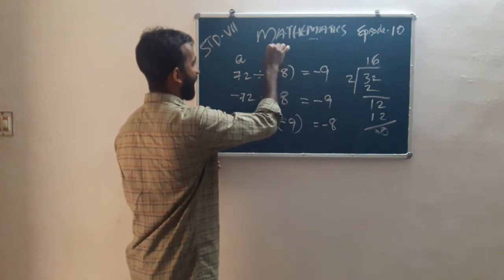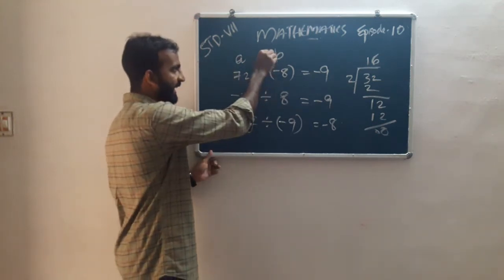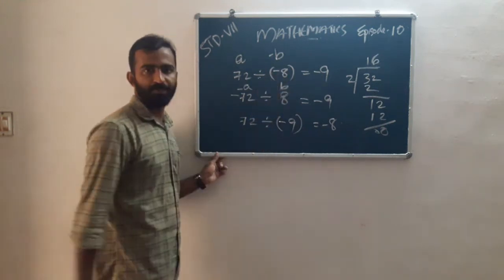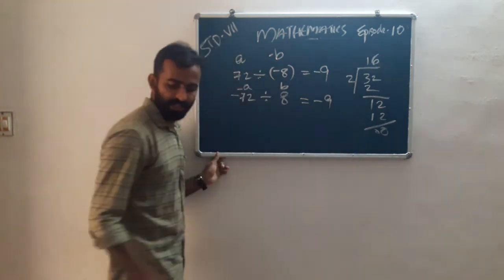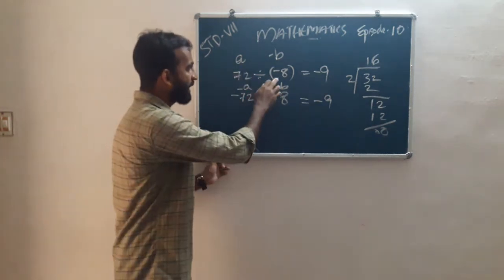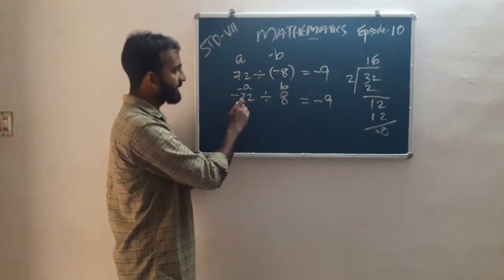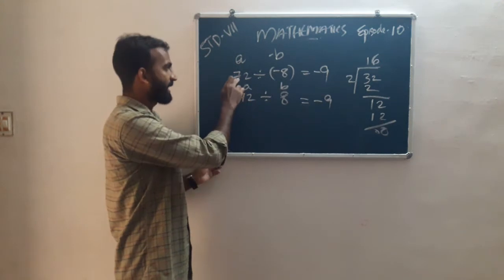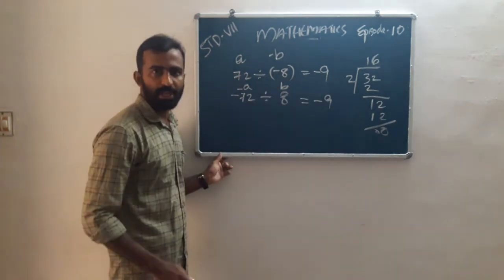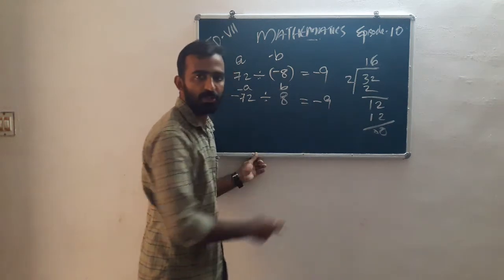Here we take A, here we take B. Here is A and here is negative B; here negative A, here B. Generally, 72 is considered as positive A, and negative 8 means negative B. Here the signs are changing, 72 and negative 72, so here is negative A and here is positive B. But our answer is the same: negative 9 and also negative 9.